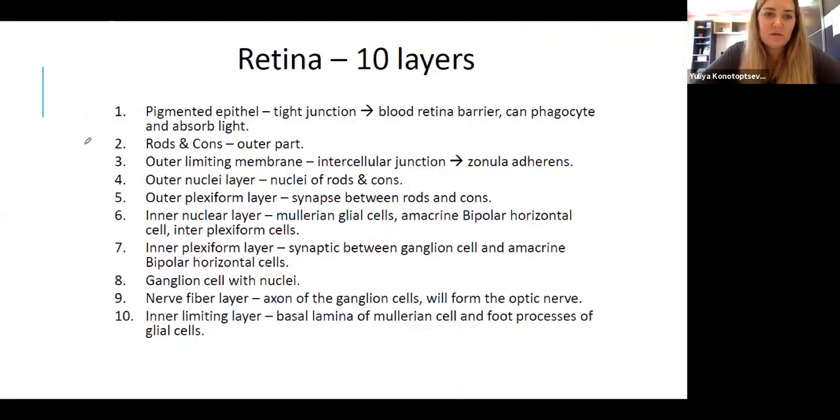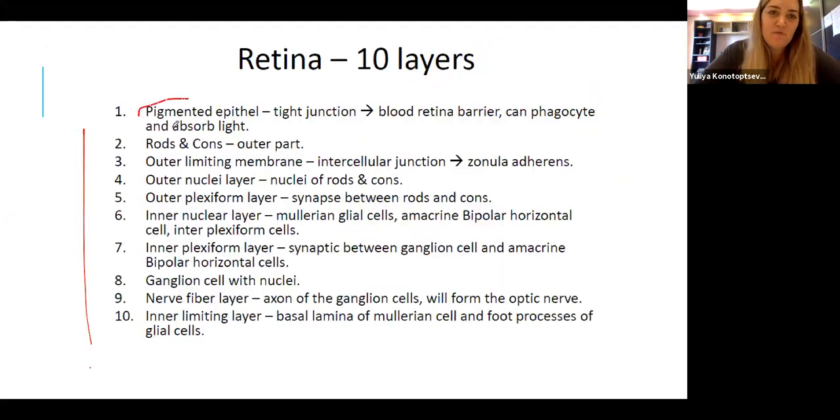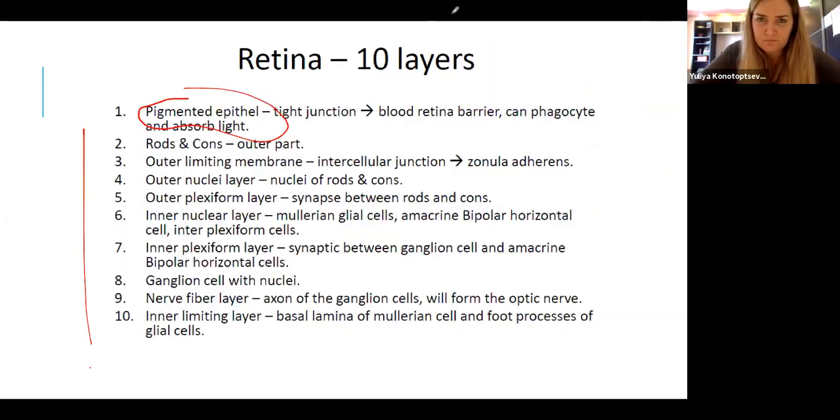So retina, 10 layers. Okay, so here they are. But I'd rather talk about them as we go. So the top layer is pigmented epithelium. It has pigmented epithelial cells. These pigmented epithelial cells have tight junctions between each other. Okay, so that's where the blood-retinal barrier would be, right? So they have tight junctions between each other.